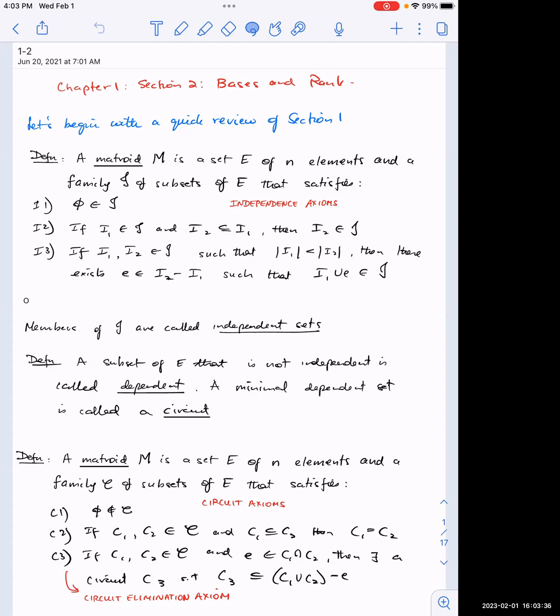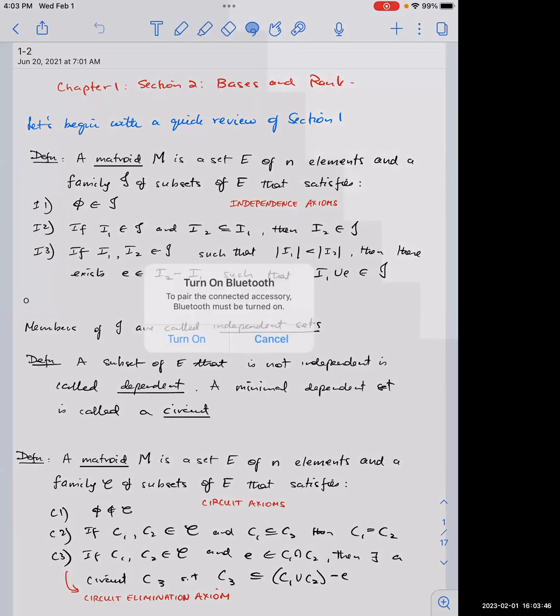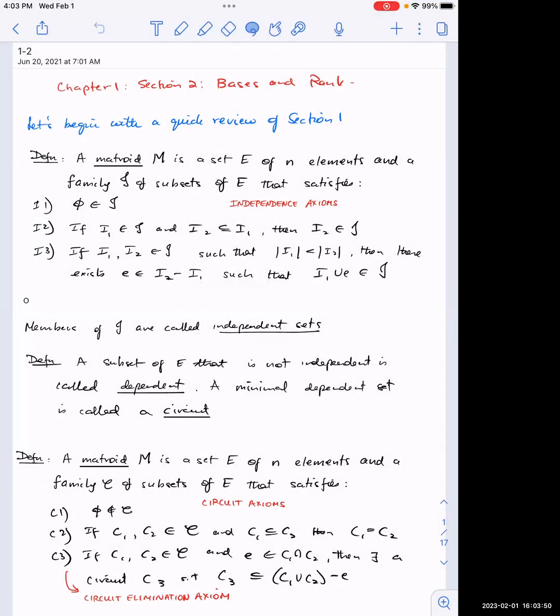So a matroid is a set E of n elements and a family of subsets of E that satisfies three axioms. The first is trivial. The second is also very straightforward. It was just the third one, and Whitney recognized that matrices satisfy that third axiom. That was an amazing achievement.